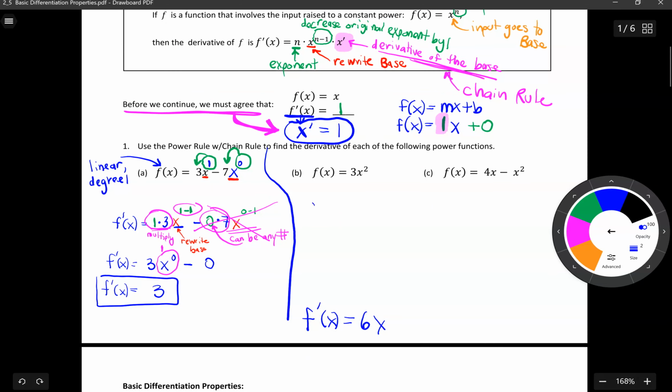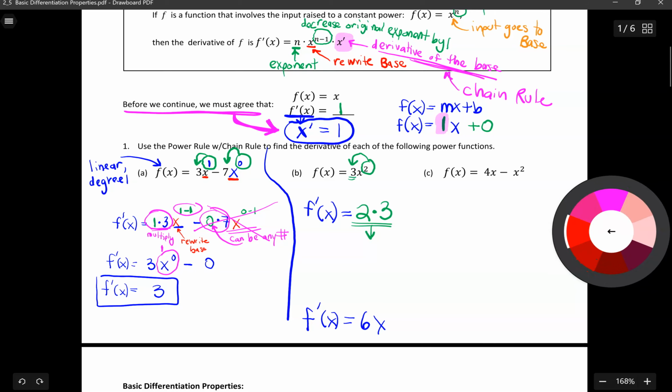So what does the power rule say? I'm starting to take the derivative. The power rule says you take the exponent, which is degree 2. This is quadratic. I drop it down to the front. There's already a 3 there. So what do you do when things are side by side? You multiply them, right? So that's going to end up being a 6 in a minute. But before I do that, I need to rewrite the base. Here's my base. I'm going to decrease the exponent by 1.